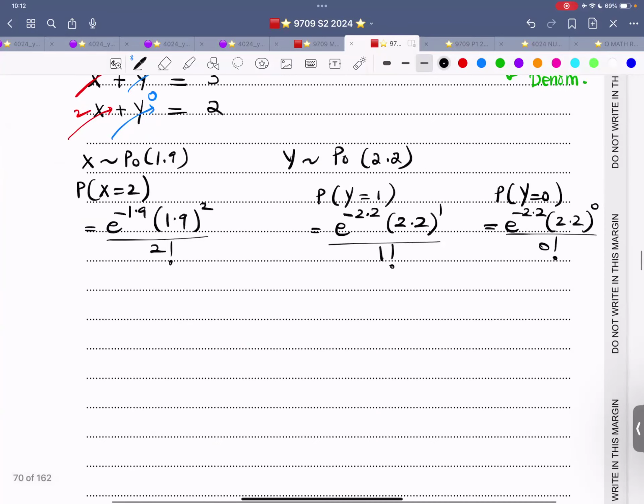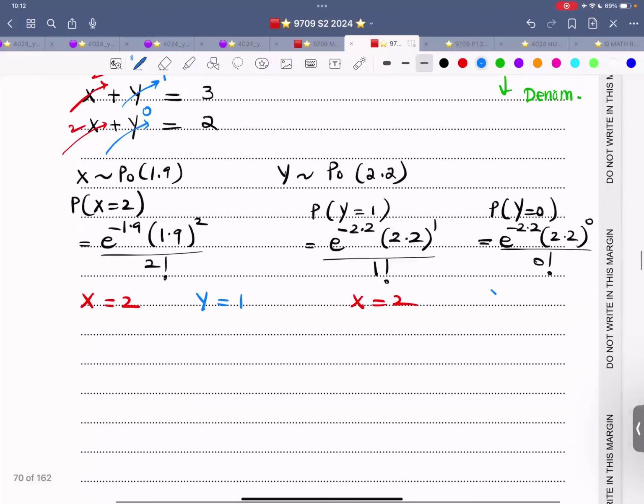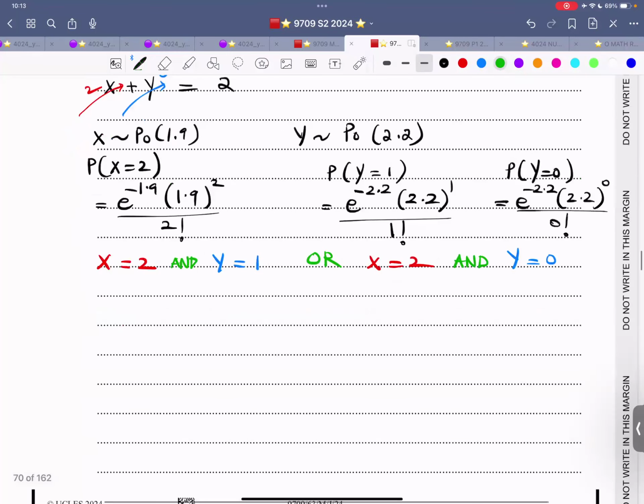Now there are two scenarios. First of all, X is 2 and Y is 1. Or X is 2 and Y is 0. So first of all, there is 'or', there is 'and'. Got the idea? So it's either-or. First of all, calculate this probability. 'Or' means add it up. Calculate this probability, and this probability.